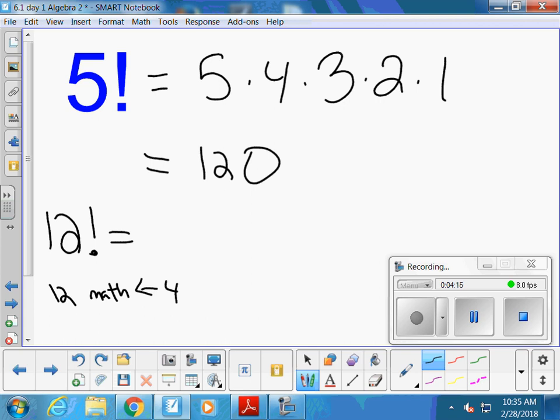Holy smokes, I better borrow Elizabeth's calculator because that number's so big. 479001600. So call me over if you can't find a button, or talk to your neighbor if you can't find the button. It's called a factorial button.